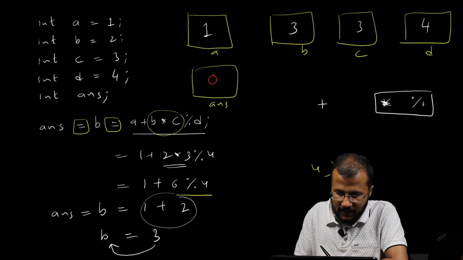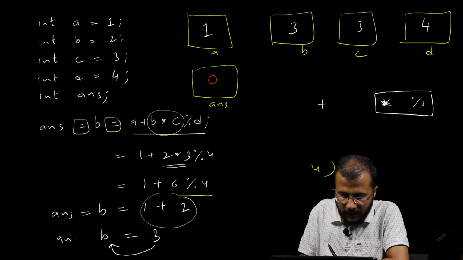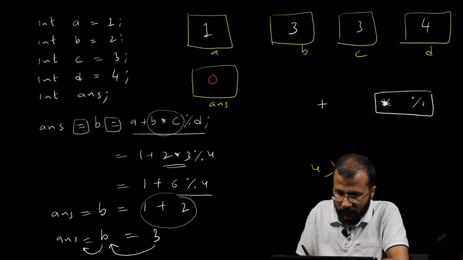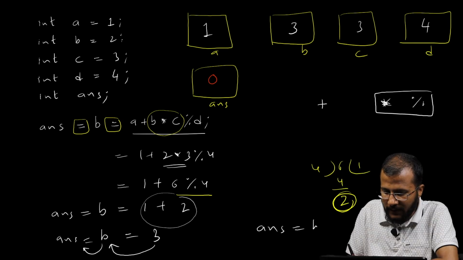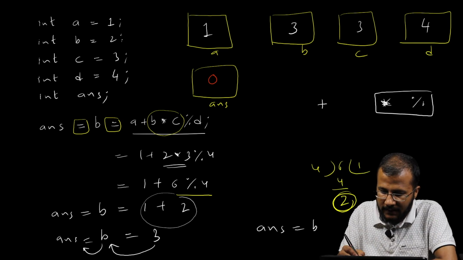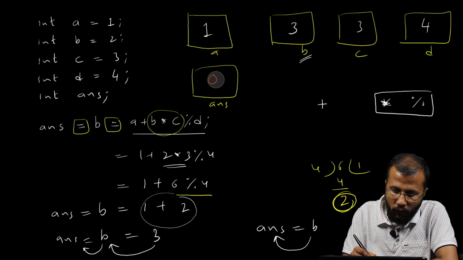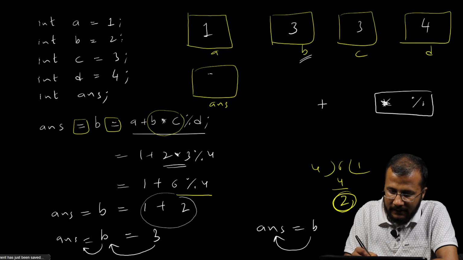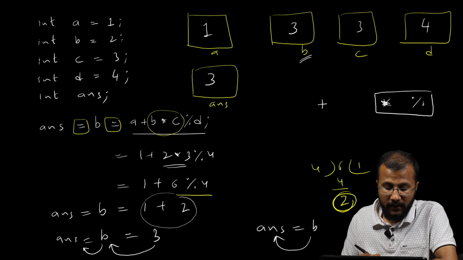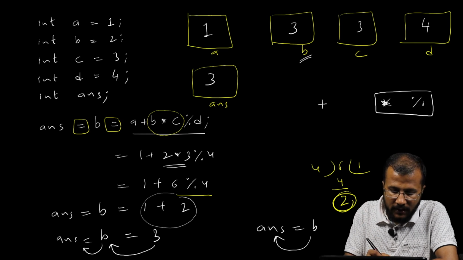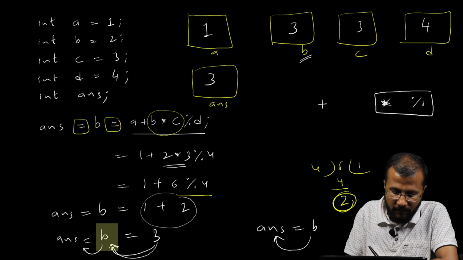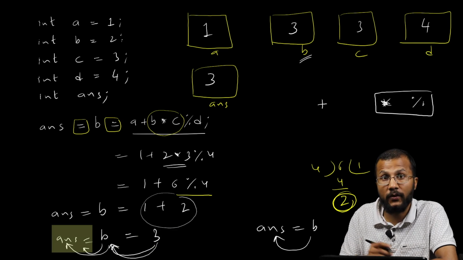And then once this is done, now answer will be equal to b. Okay, so now the next statement is answer equals b. Now b is nothing but 3, so 3 will be stored in answer. So this 0 will be replaced by 3. The important concept to note here is that whenever equals to is there, the evaluation happens from right to left. Okay, so that is, 3 is assigned to b and b is assigned to answer. So this is how it works.